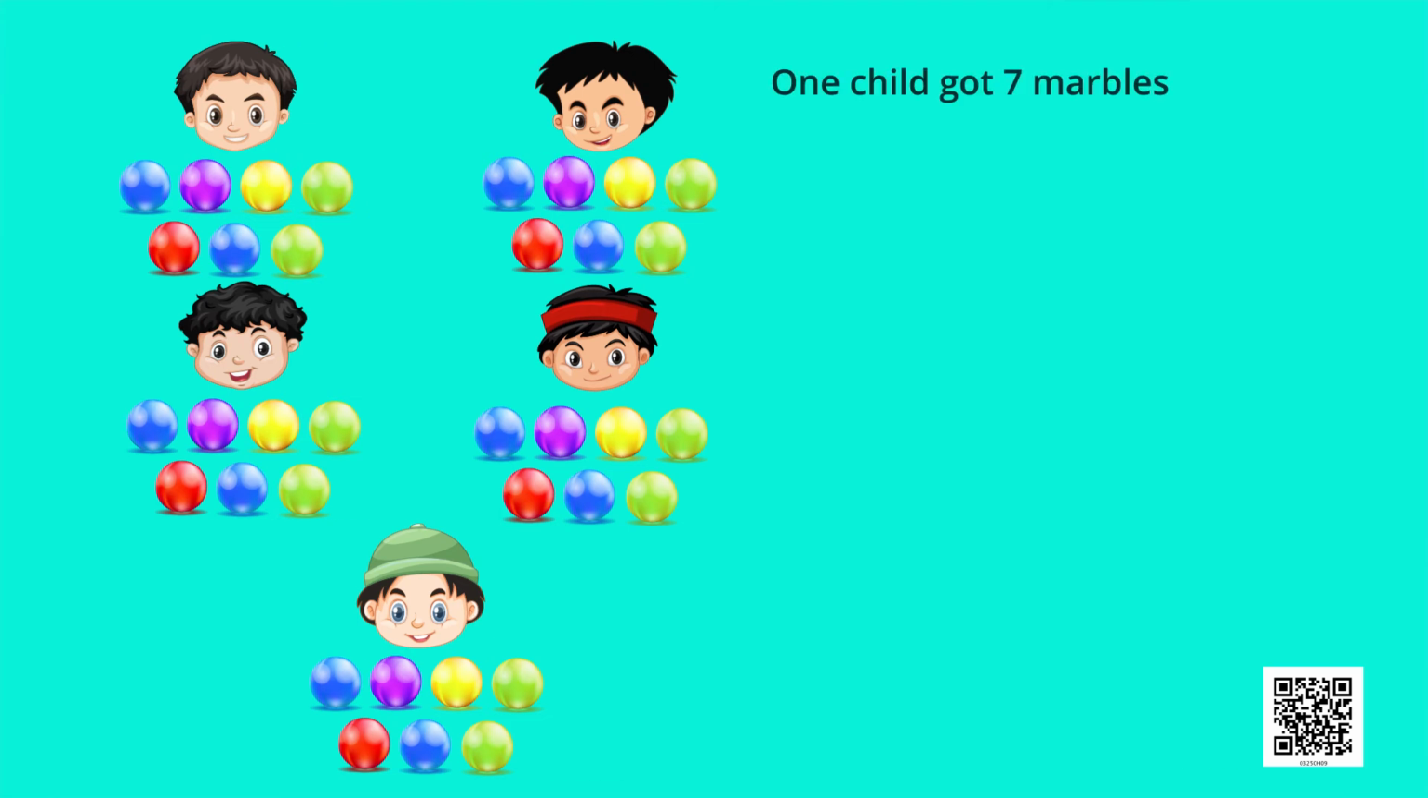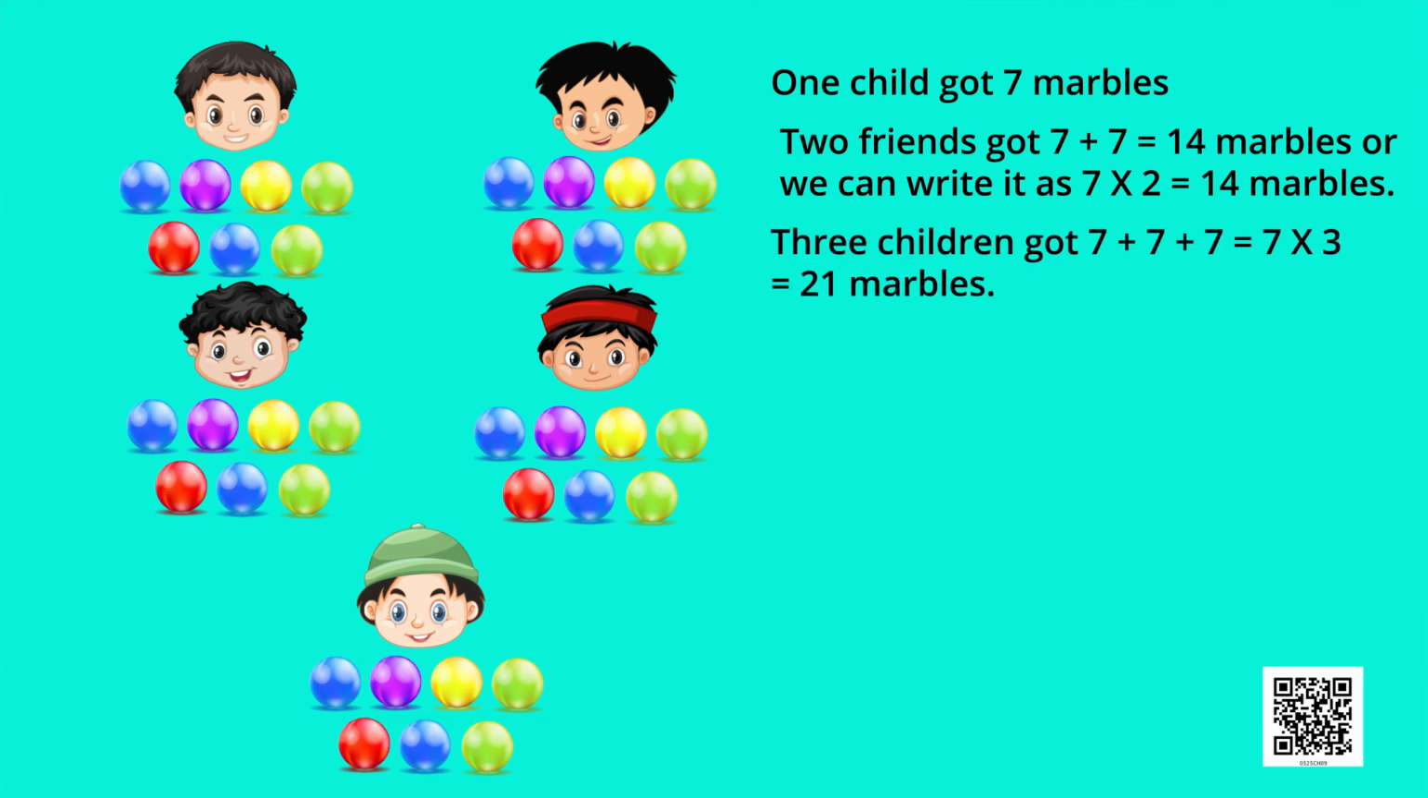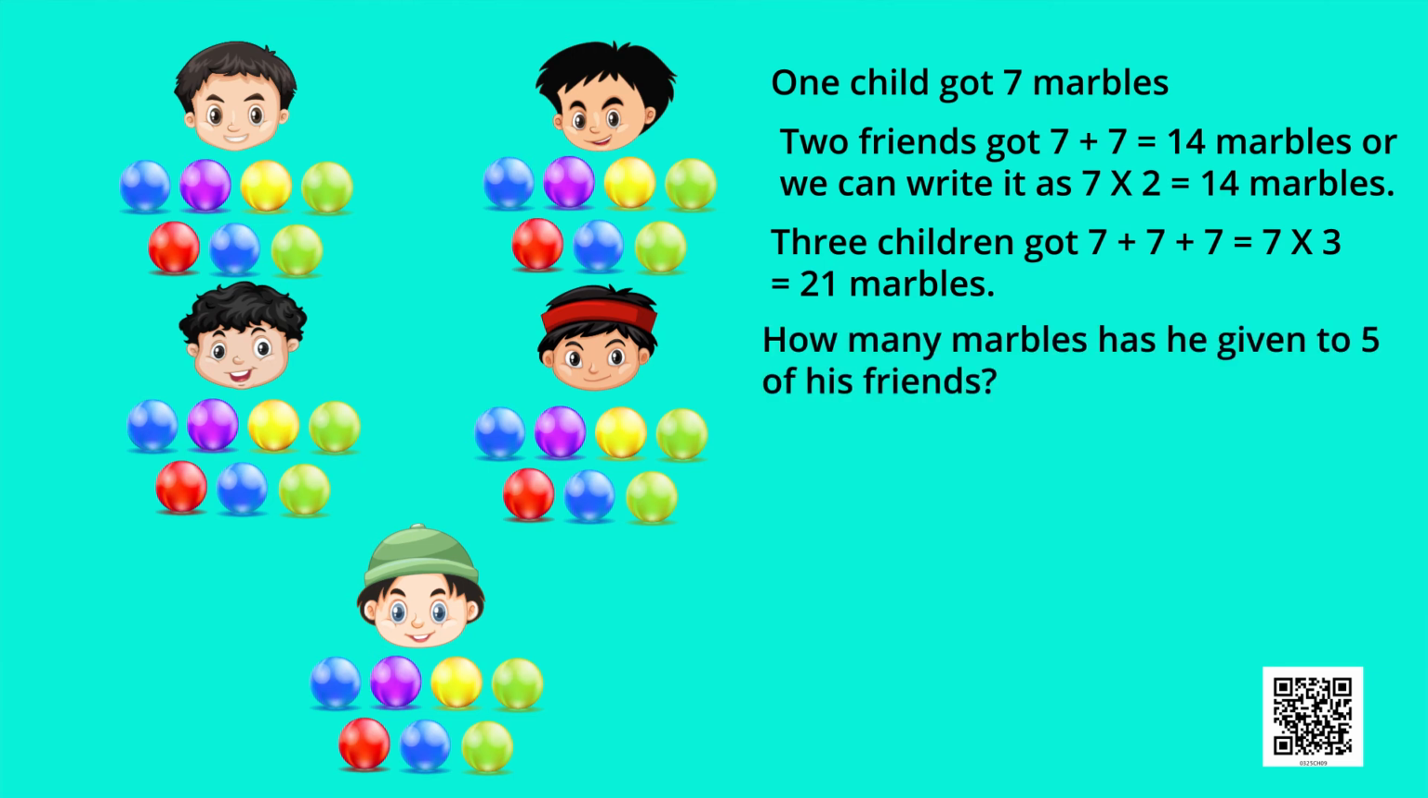See, one child got 7 marbles. Two friends got 7 plus 7 is equal to 14 marbles, or we can write it as 7 multiplied by 2 is equal to 14 marbles. Similarly, 3 children got 7 plus 7 plus 7, which is equal to 7 multiplied by 3 is equal to 21 marbles. So this way, how many marbles has he given to 5 of his friends?